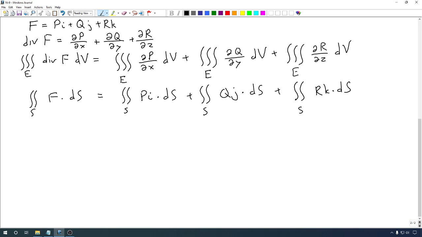And what we're going to show is that as long as we have our simple region that can be treated as a type 1, 2, or 3, then all three of these integrals can essentially be paired up. The integral of Pi over S is equal to the integral of the derivative of P with respect to x over the inside. Same thing here, these two are equal, and these two will also be equal.